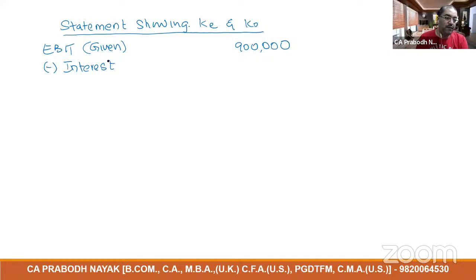What is the rate of interest? 12%. Calculate and tell me how much the interest will come to. 3,24,000. So net income available for equity shareholders is 5 lakh 76,000.